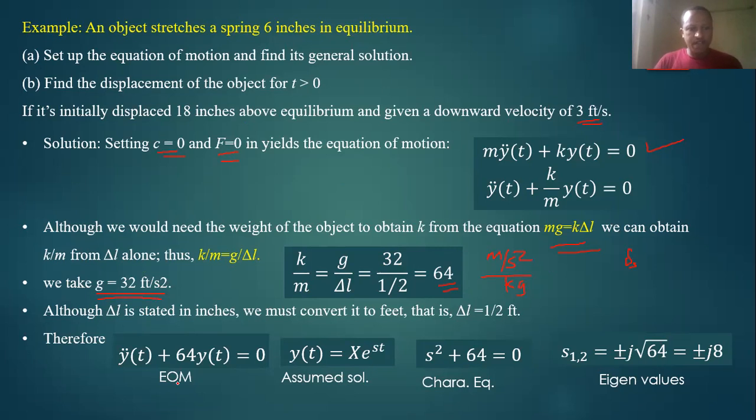So finally, the equation of motion becomes this, because once we know k over m, we can substitute 64 y in this place. The assumed solution, considering the exponential function, becomes x e to the st, where x is an arbitrary constant. Then finally we get the characteristic equation s squared plus 64, which gives us the eigenvalues, which are plus or minus 8j. This is the omega n value here.